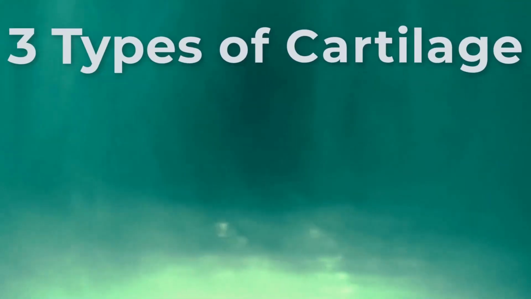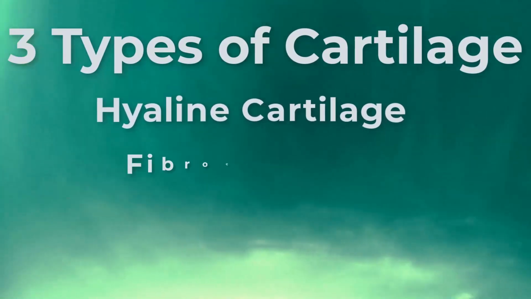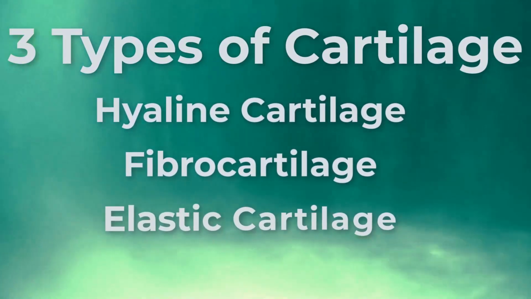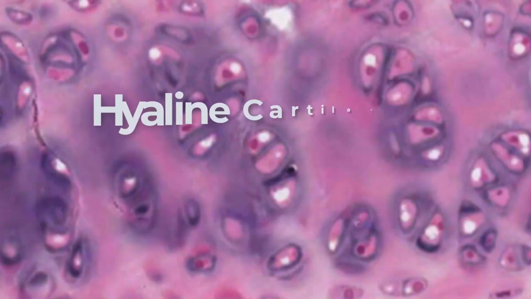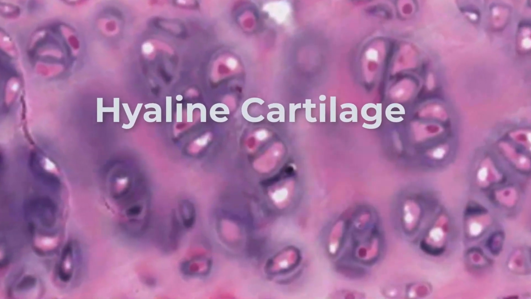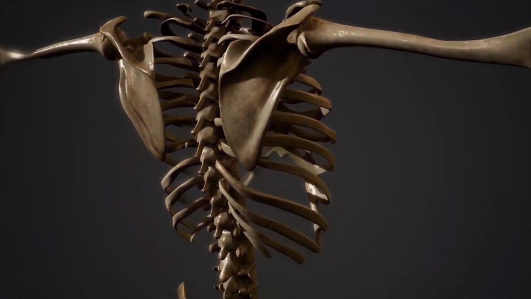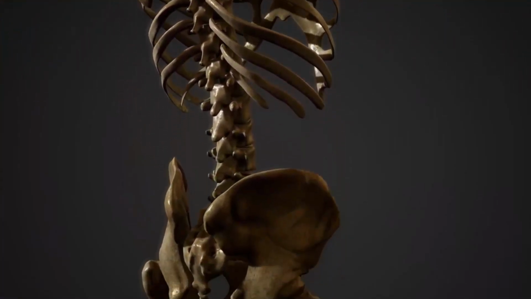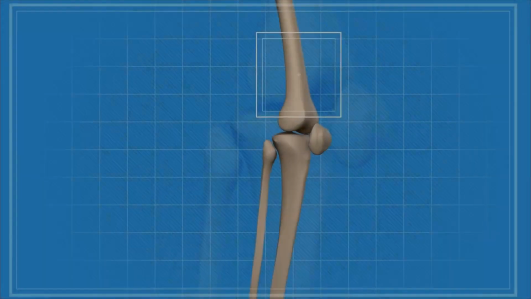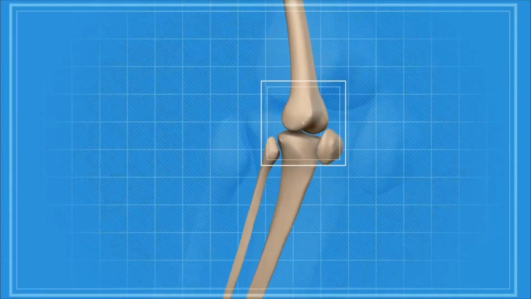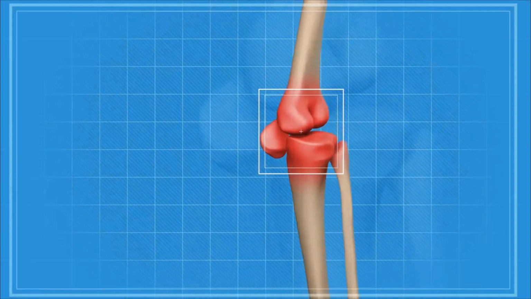There are 3 types of cartilage: hyaline cartilage, fibrocartilage, and elastic cartilage. Hyaline cartilage is the most abundant type of cartilage found in the body. Your entire skeleton actually started out as hyaline cartilage. As an adult, you have hyaline cartilage covering the surfaces of your bones at each of your joints.